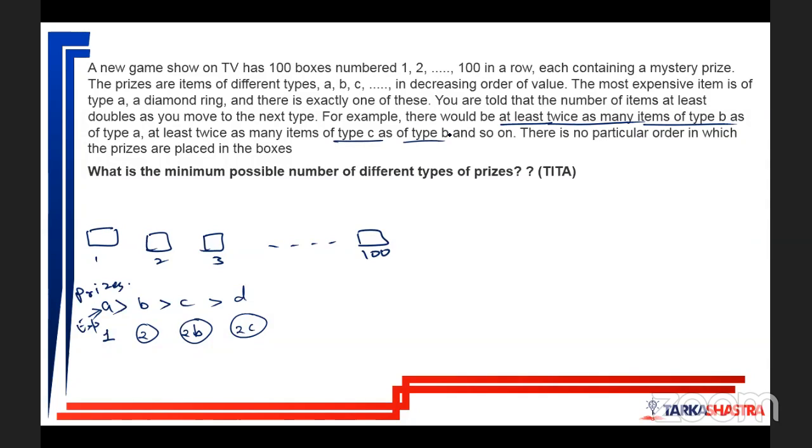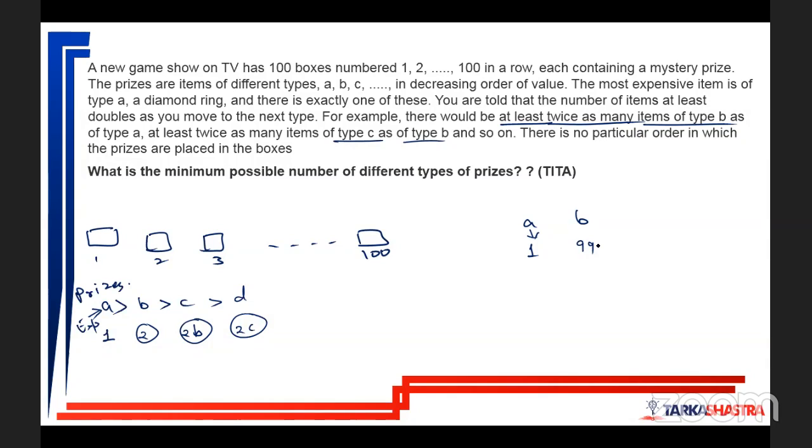Now what are they asking? What is the minimum possible number of different types of prizes? We want to find out the minimum possible. So A and B. A will have one, I mean there is only one diamond ring, right? And then B would have the remaining 99. And we are satisfying all the conditions.